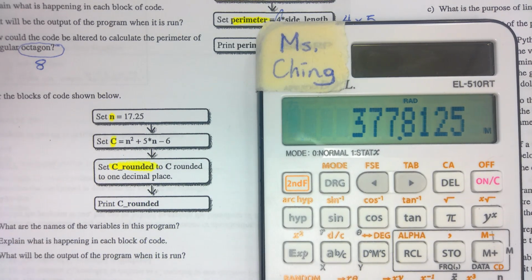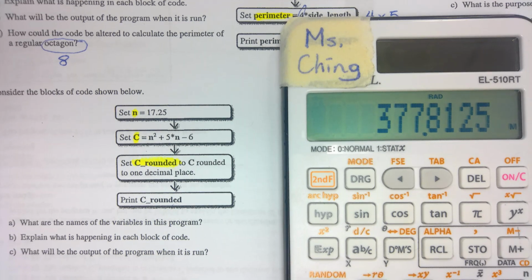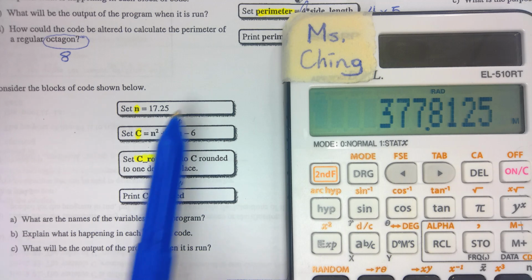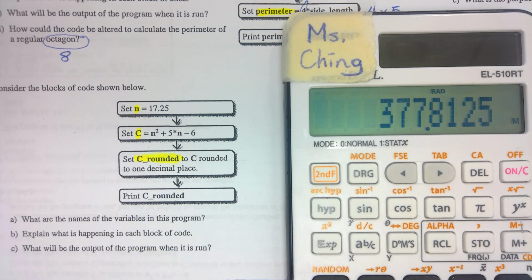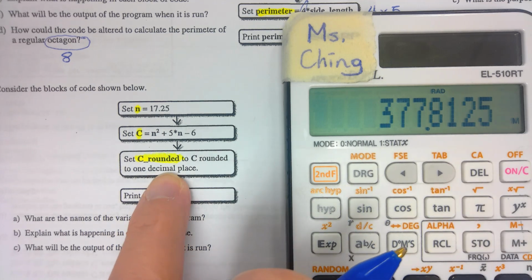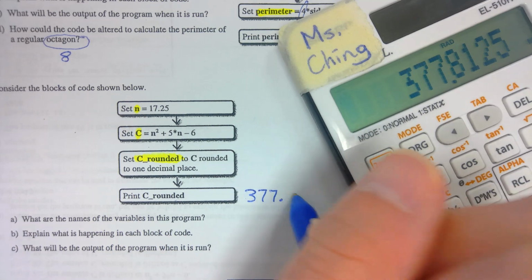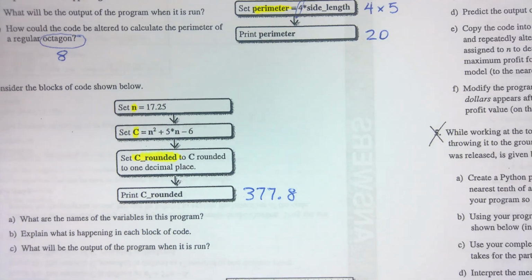Okay, what would my output be? Priyash, what would my output be? 3,717. Alright, read carefully the coding. Round to what? 377.8. Right, so to 1 decimal place. So your output in this case would be 377.8.